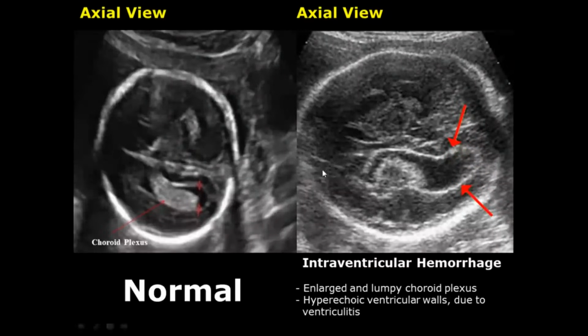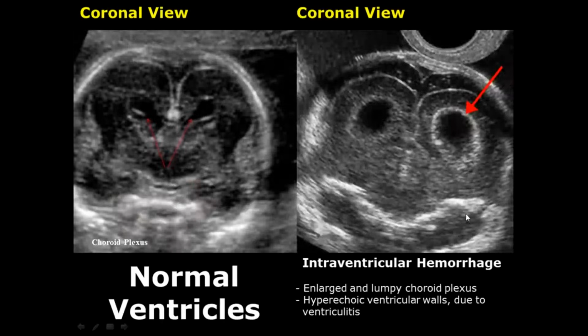Intraventricular hemorrhage can cause inflammation of the lateral ventricles, which will lead to their walls appearing hyperechoic, and the choroid plexus will appear larger and have a lumpy appearance due to blood. Here is a coronal view of intraventricular hemorrhage showing hyperechoic walls of the lateral ventricles.